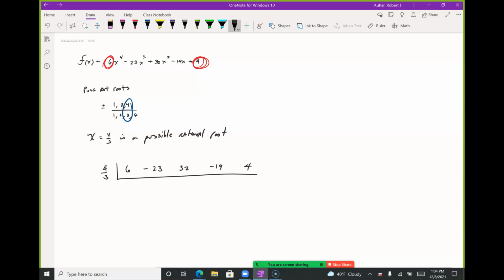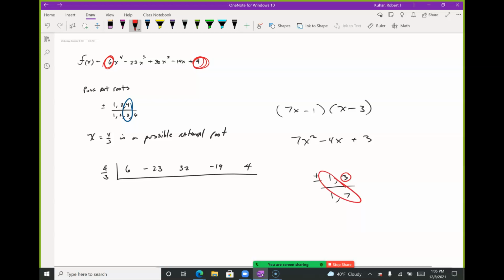Right, so if you even just thought of 7x minus 1 times x minus 3, what's the first root? 1 over 7. What's the second root? 3. And if I distribute it out, I get 7x squared minus 4x plus 3. So you can see I'd have factors of 3, and the factor of 1 over 7.